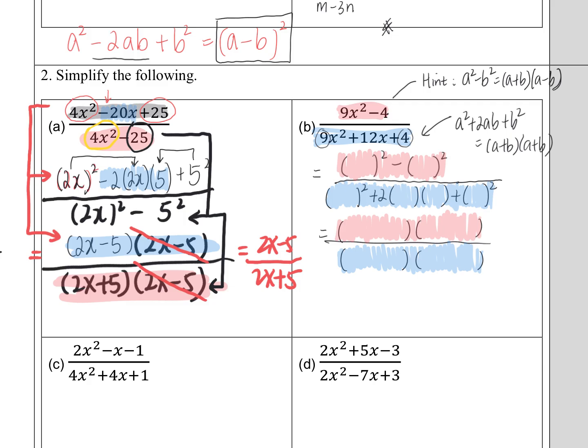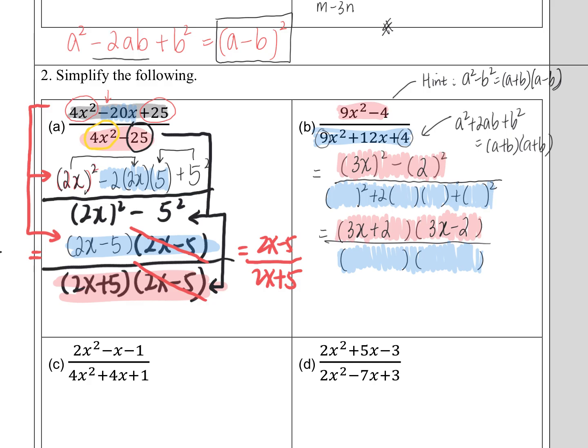Okay, 9x square. If I break it into bracket square, what should the number be inside? 3x. Oh, I got it correct. Okay, 4 is what square? So if I use the rule, I will have 3x plus 2, 3x minus 2. So this is the first top part.